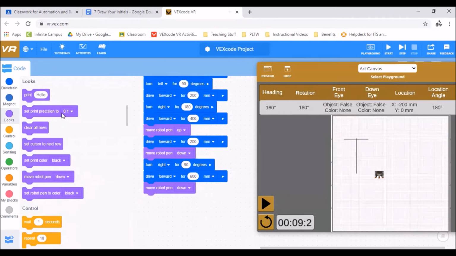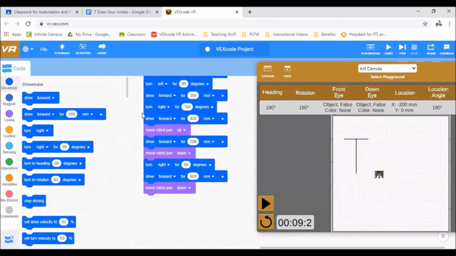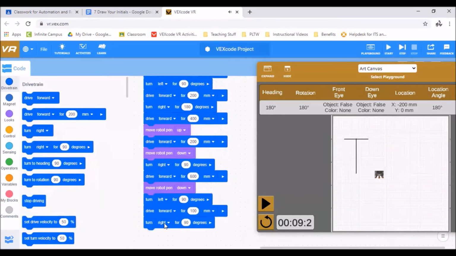We're going to move to the right 200 again. We'll do a little less than 200 because we don't have a ton of space left on the side here. So I need to turn left for 90 degrees. I need to drive forward for, we'll only go with 100. And I need to turn left again. That way I'm facing upwards to draw the left side of my M.